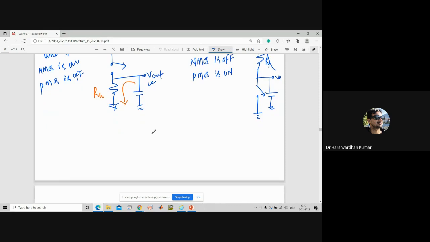So in this case, we can observe that the output node is connected to VDD. For any voltage source, now I would like to ask from the basic electronics course, let us say this is a voltage source, that is Vs. If I ask you the impedance of this voltage source, what will be the impedance for this voltage source?